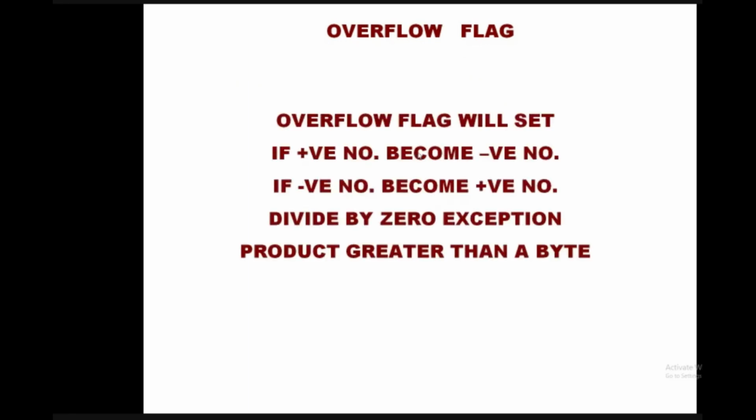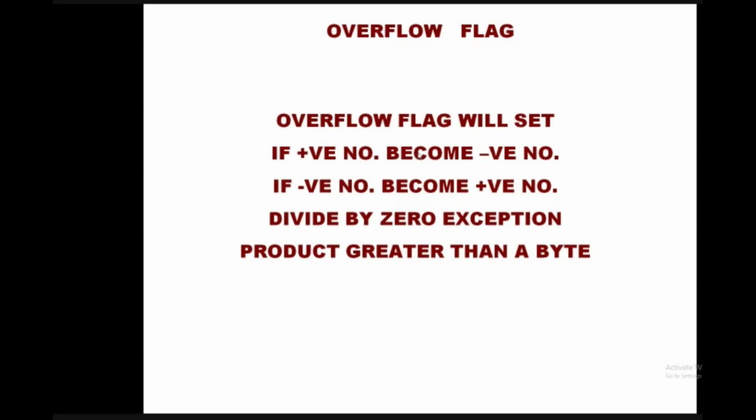We'll go for the overflow flag, the most familiar flag, which we are already experiencing. The overflow flag will set if a positive number becomes a negative number, or if a negative number becomes a positive number, and on a divide by 0 exception, or if our product goes above a byte, then the overflow flag will set and notify. When two 8-bit numbers are multiplied, the product is 16-bit, and to notify that, the overflow flag will set.